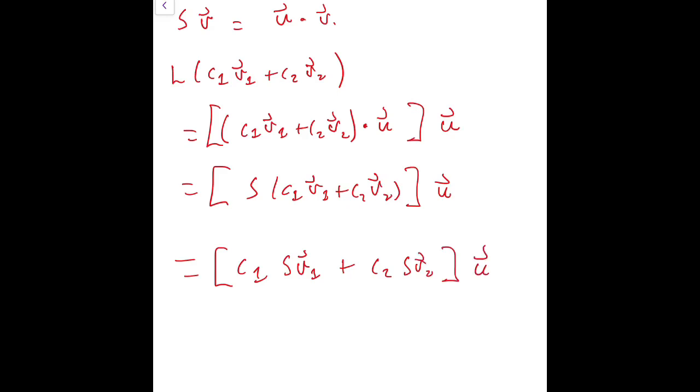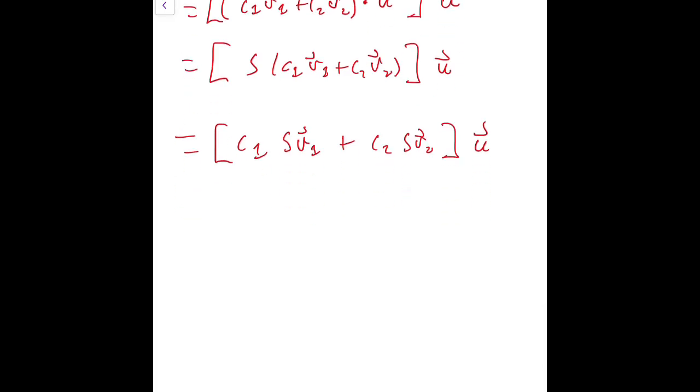Now we're going to use the distributive property of scalar vector multiplication. So notice that this quantity inside the brackets is a scalar because S applied to a vector is a scalar. So C1, that's a scalar, times S V1, that's a scalar. So that's scalar multiplication, plus C2 times S V2. Again, that's scalar multiplication, and that plus is scalar plus. So the thing inside the brackets is a scalar. So this is C1 S V1 times U plus C2 S V2 times U.